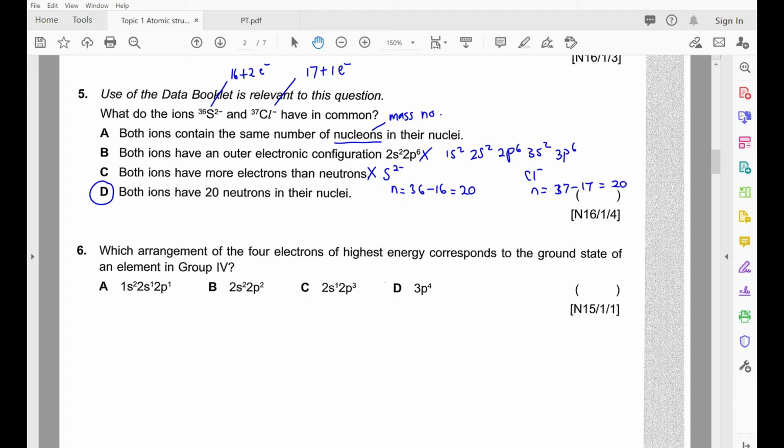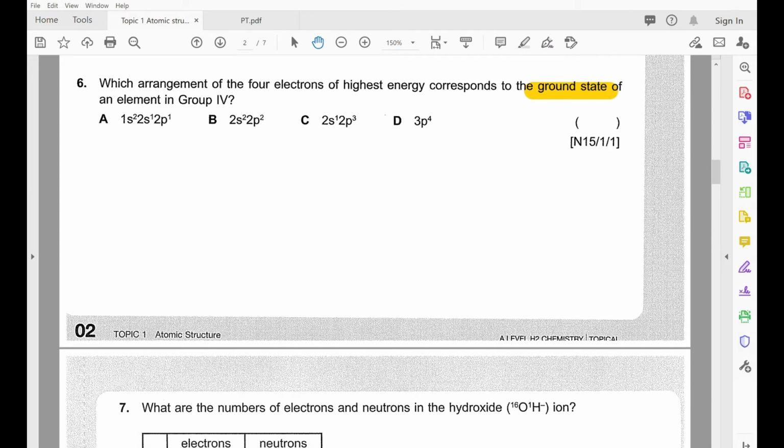Question 6. Which arrangement of the 4 electrons of highest energy corresponds to the ground state of element in group 4? Group 4 means the outer shell electron must be 4. So here, this is definitely an excited state because the 2s orbital here is not full, whereas the 2p orbital is already filled. So this is an excited state. This B is a ground state. C is another excited state.